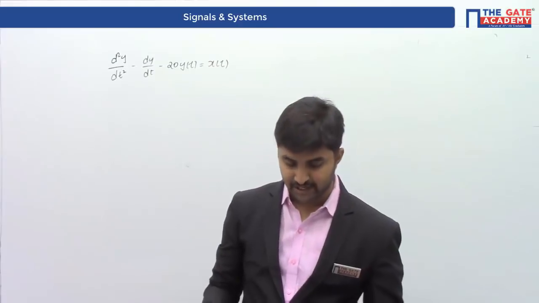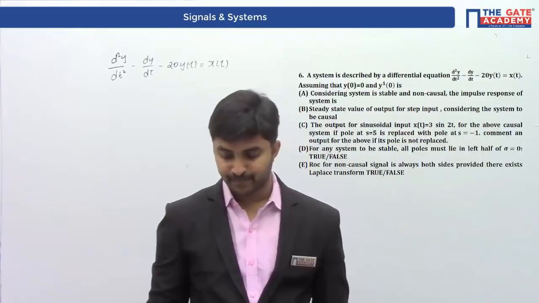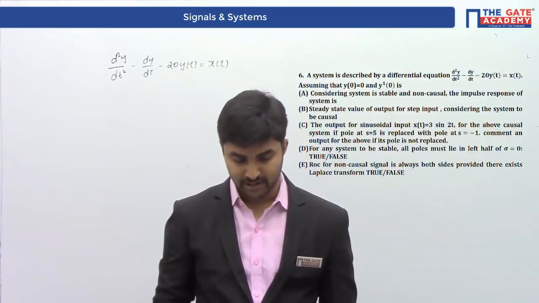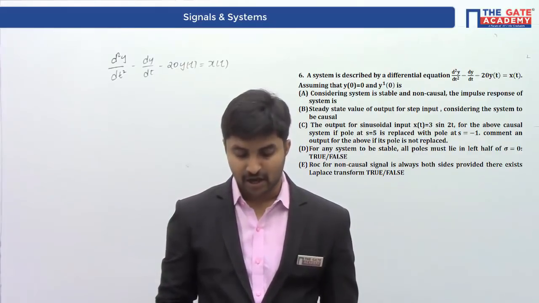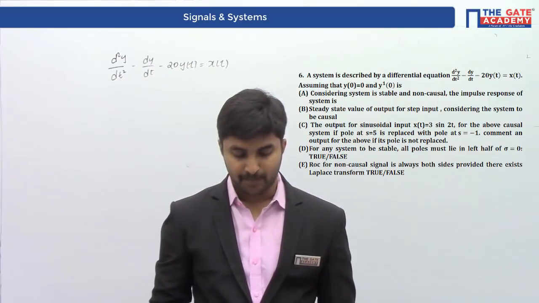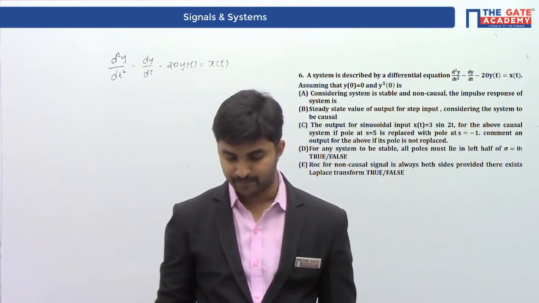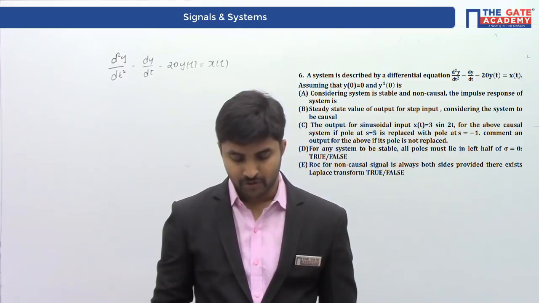Second part of the question is the steady state value of the output for step input considering the system to be causal. Third part of the question is the output for a sinusoidal input x of t is equal to 3 sin 2t for the above system if the pole at s is equal to 5 is replaced by the pole at s is equal to minus 1. And comment on the output for the above if its pole is not replaced.